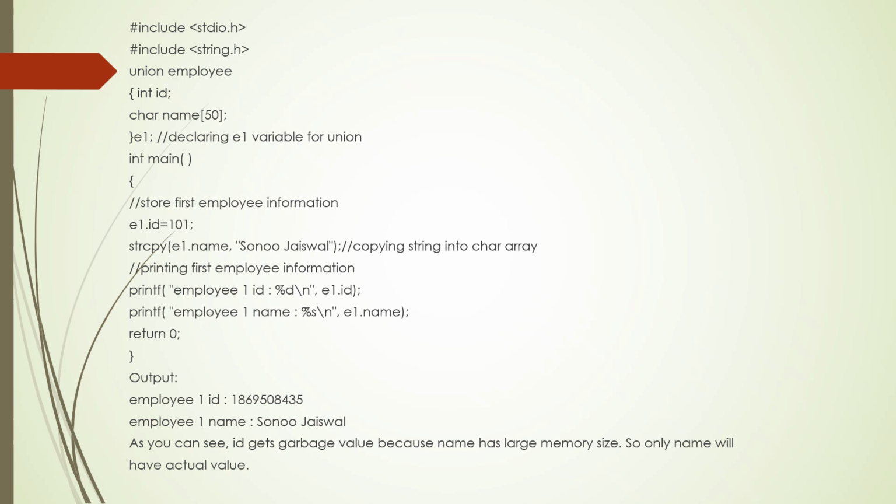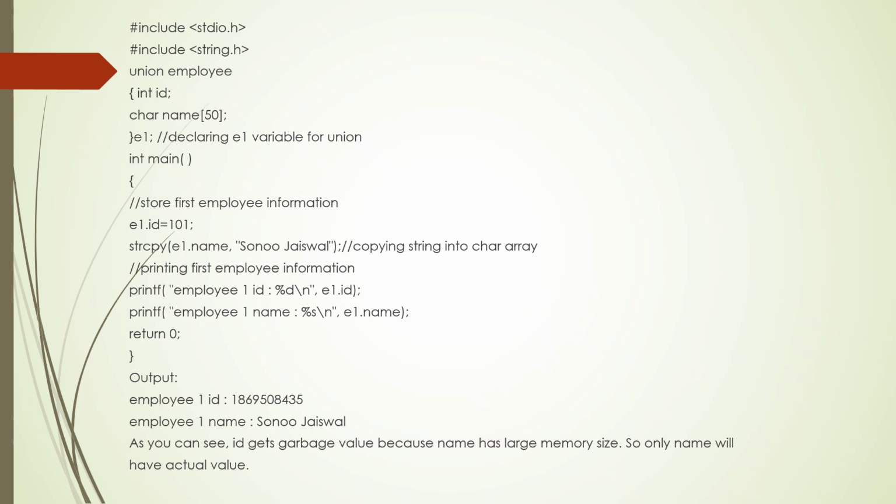Let us now understand the given program. In this program, we define a union named employee with two members, ID and name. Then we declare a variable E1. First, we assign a value to ID. After that, we copy a string into name. Now, since both members share the same memory, when we assign the name, it overrides the previously stored ID value. This is why unions behave differently and must be used carefully.